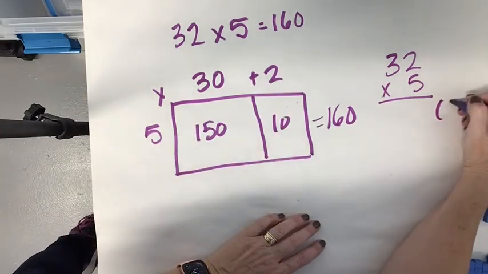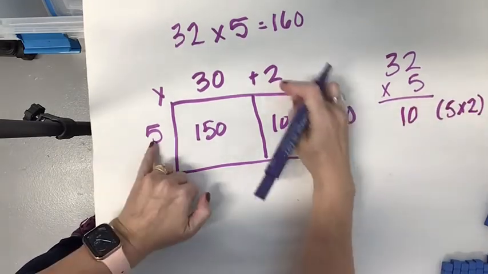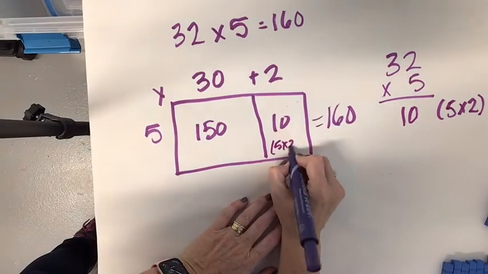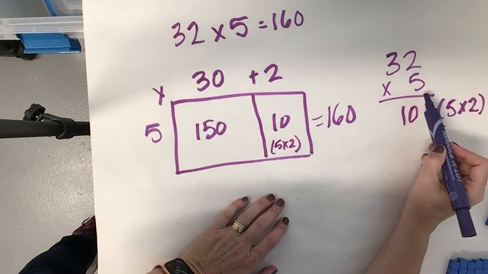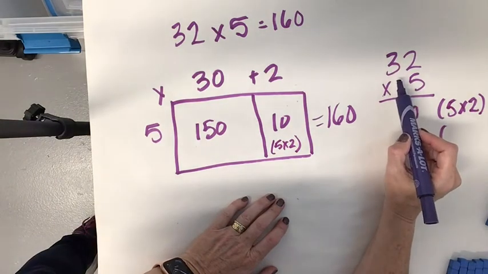And I can come over here and write 5 times 2 is 10. That's what I did right here. 5 times 2. If it helps them, I could write that this is 5 times 2. And then I could come over here and say, well, what else do I need to multiply 5 times? I need to multiply it by this 3. But what's that 3 worth?